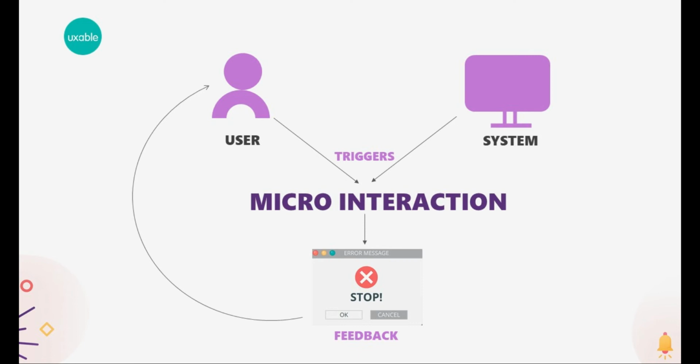In the other case, a system notification is triggered by the system, not by the user, and that system-triggered micro-interaction is again seen by the user in the form of feedback, and he receives the feedback.